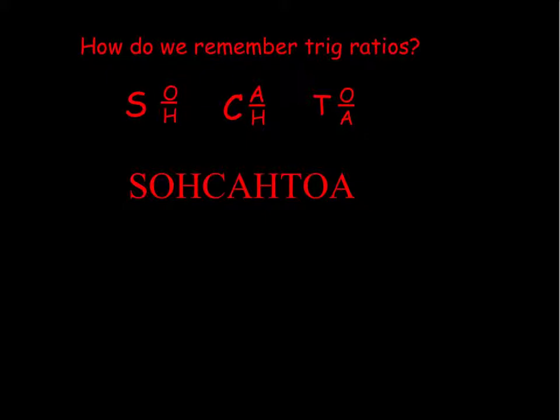Sine, opposite over hypotenuse. Cosine, adjacent over hypotenuse. And tangent, opposite over adjacent. We'll identify those in our triangles in a minute.